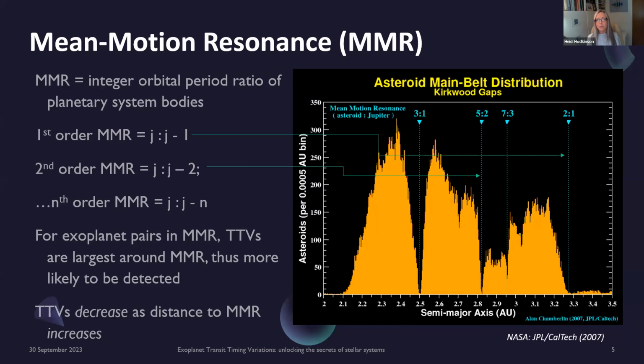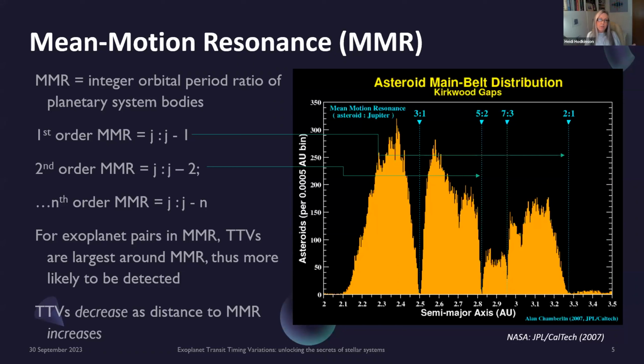Now, there are many examples of this in our own solar system, such as in the asteroid belt, where gaps with no orbiting asteroids, known as the Kirkwood gaps, are locations where any object orbiting in them would actually be in MMR with Jupiter, but being unstable, these gaps have cleared over time.